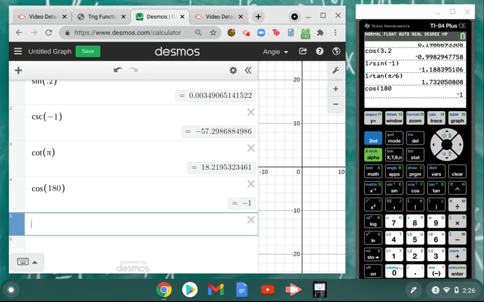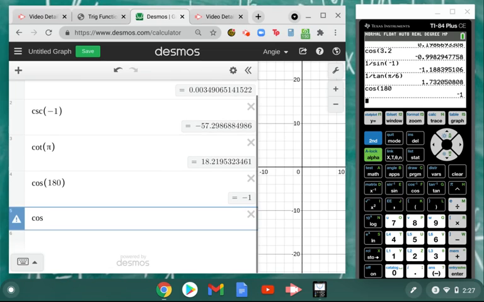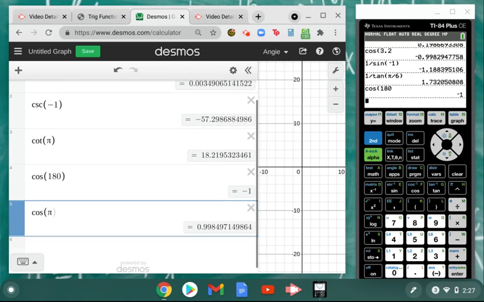Now, if I were instead to do the cosine of pi, I'm in degrees. It's going to assume that I mean pi as in 3.14 and so on. So in degrees, if I say the cosine of pi, it gives me this 0.99 number. If I do the same thing over here and I ask it for the cosine of pi, again, it thinks I mean degrees. So it's giving me the cosine of 3.1 degrees. So if I go ahead and click on pi here and then enter, it gives me that same value.